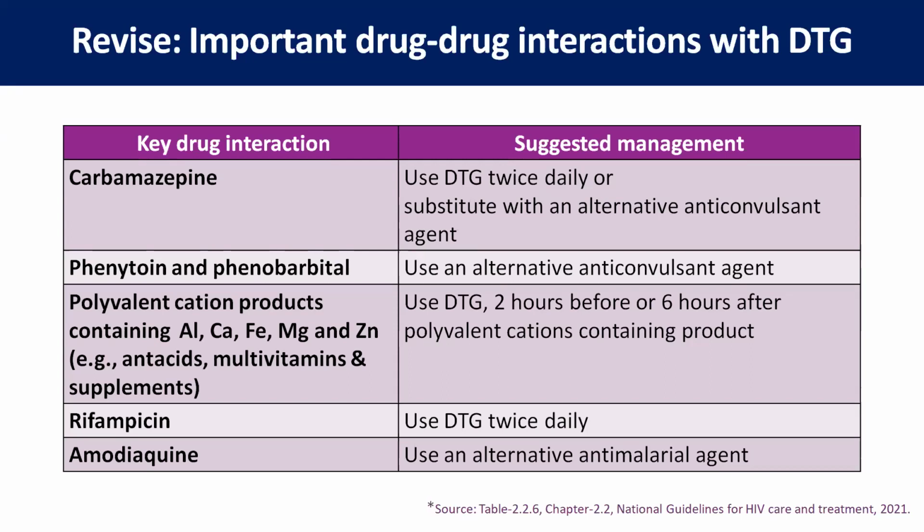If carbamazepine is given, then use DTG twice daily, or you have to substitute the anticonvulsant like carbamazepine with another one. If phenytoin and phenobarb, then use an alternative anticonvulsant agent.